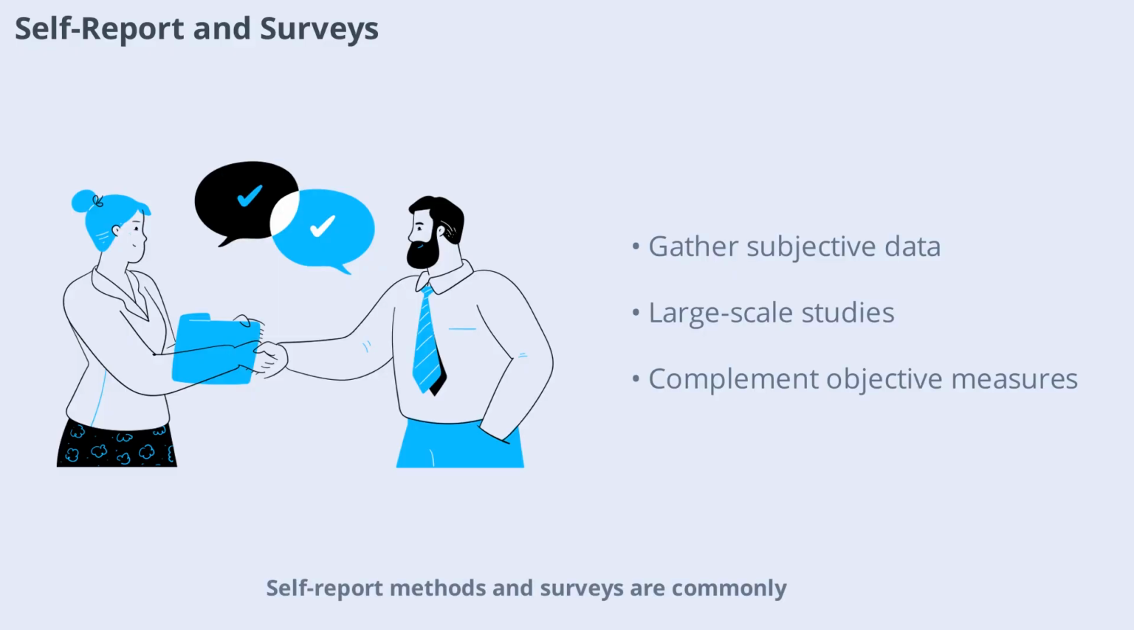Self-report methods and surveys are commonly used to gather information about thoughts, feelings, and behaviors. Participants answer questions about their experiences, which can then be correlated with biological measures like brain scans or hormone levels. While self-reports rely on honesty and self-awareness, they provide valuable data that complements objective measurements. Surveys are especially useful for large-scale studies and for exploring subjective aspects of behavior.